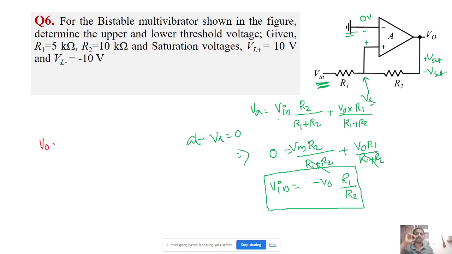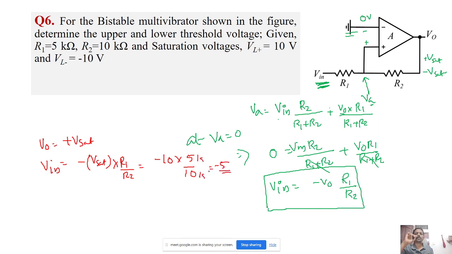So when V0 is equal to plus Vsat, what must be the Vin so that VA will be equal to 0 or crosses 0? So we'll substitute that here. Vin equal to minus of V0, which is plus Vsat, so Vsat into R1 by R2. Vsat is 10, right? So minus 10 into R1 is 5 and R2 is 10k. So it is equal to minus 5 volt.